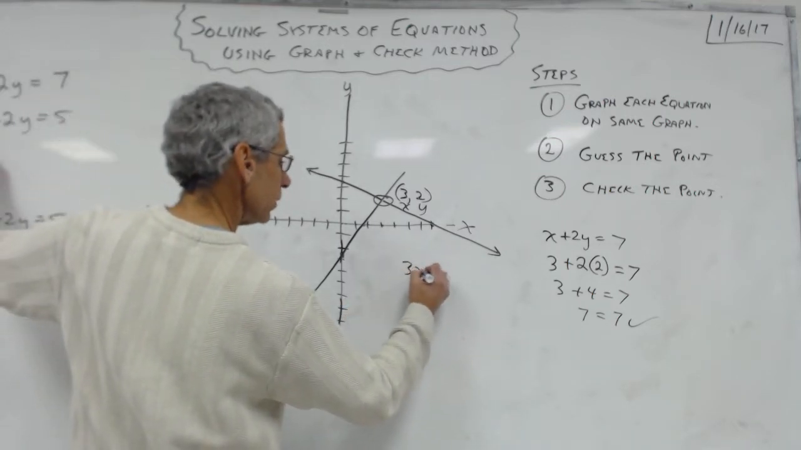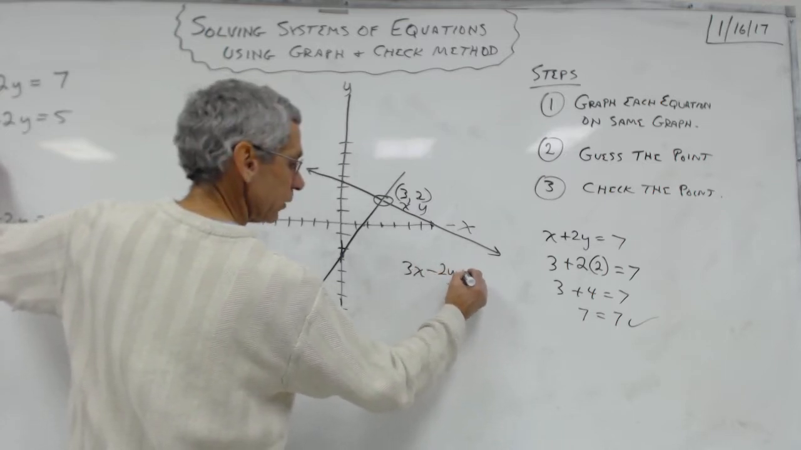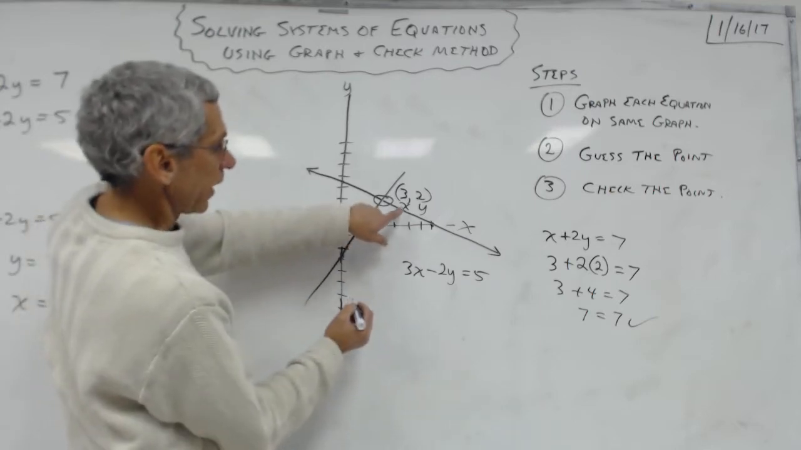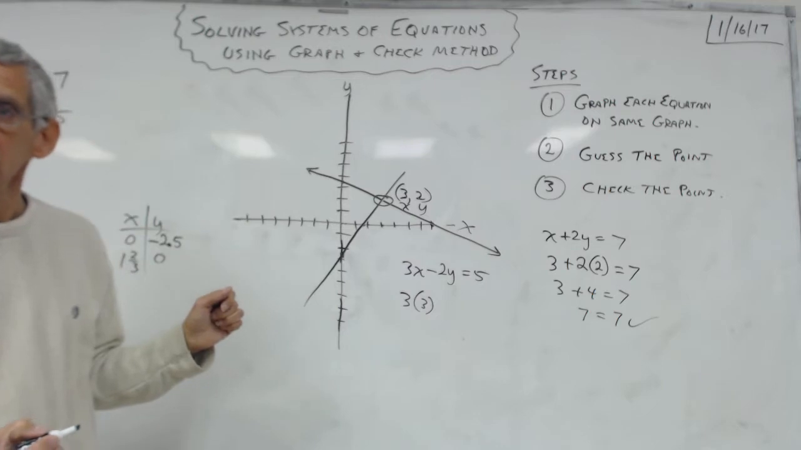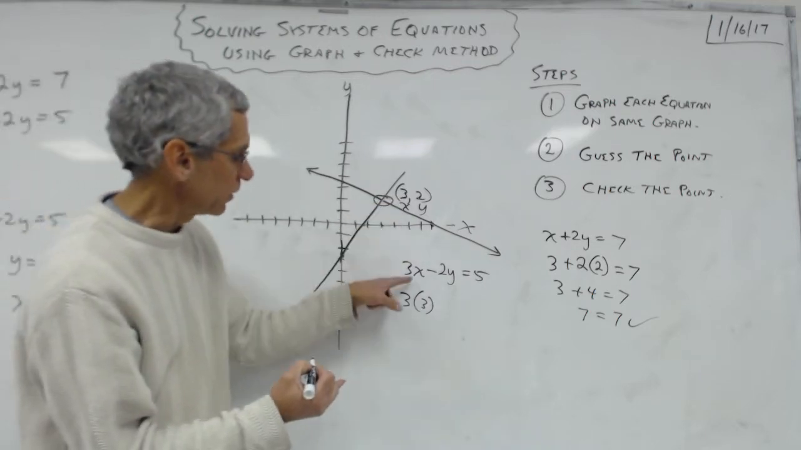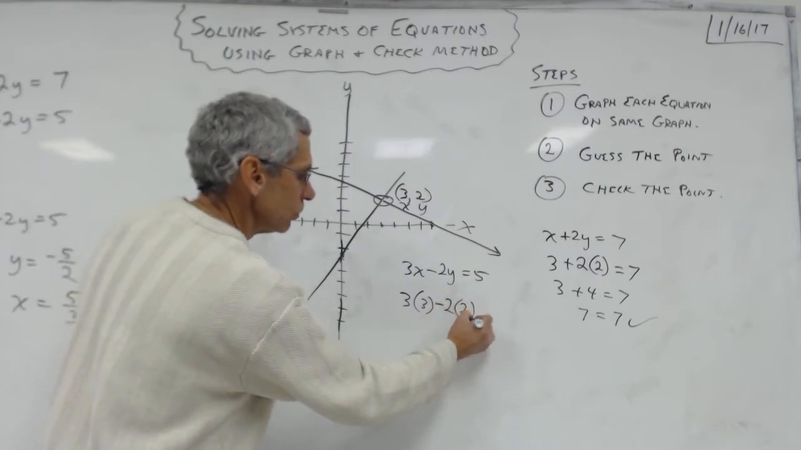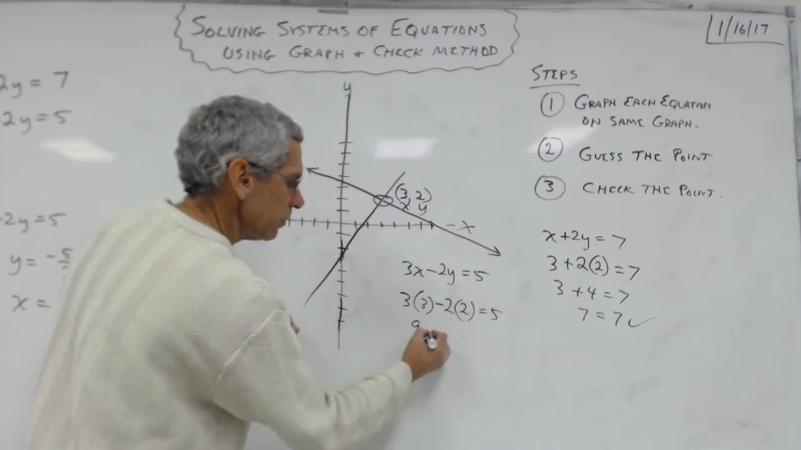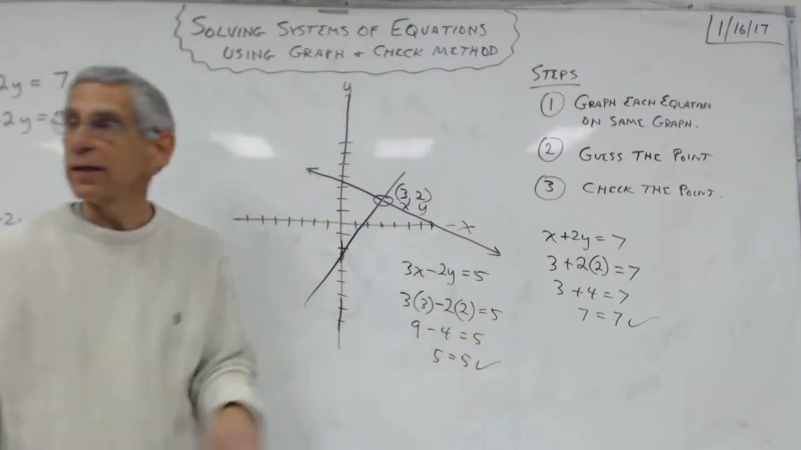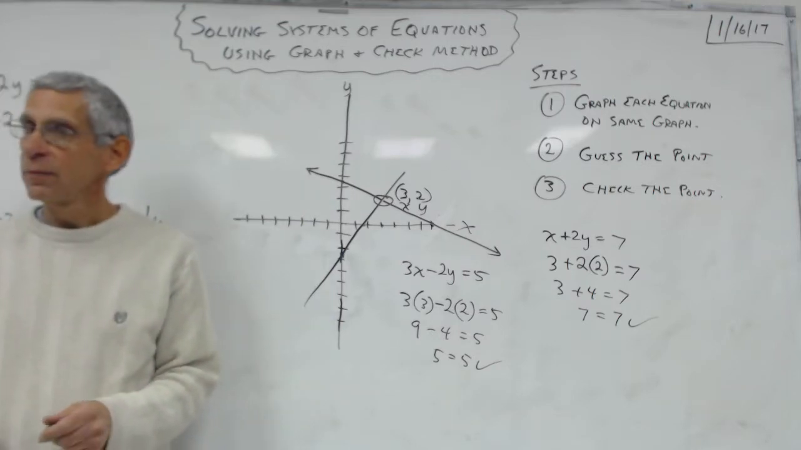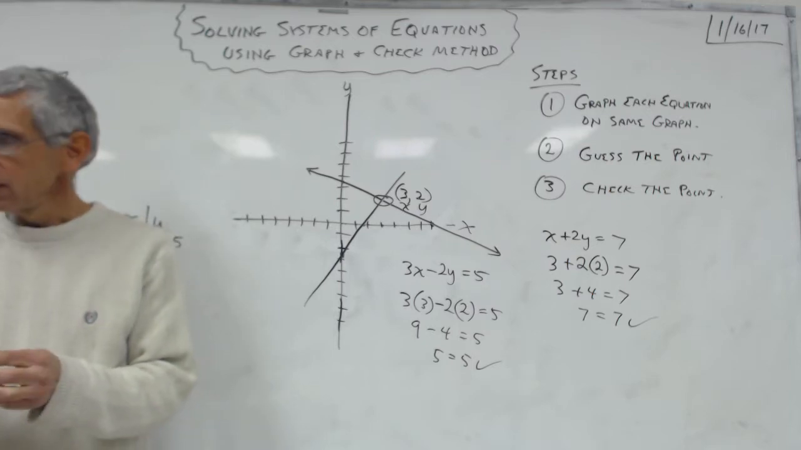Let's try the next one. 3x minus 2y equals 5. And my x is 3, so that's 3 times 3. You guys all see what I'm doing? Okay, does that make sense? I'm just plugging this into the x and this into the y. Minus 2 times 2 equals 5. So that's 9 minus 4 equals 5. 5 equals 5. Oh my gosh, I'm lucky. It worked, right? Fist of 5. Does it make sense? Yep. Okay. Shall we do one more?